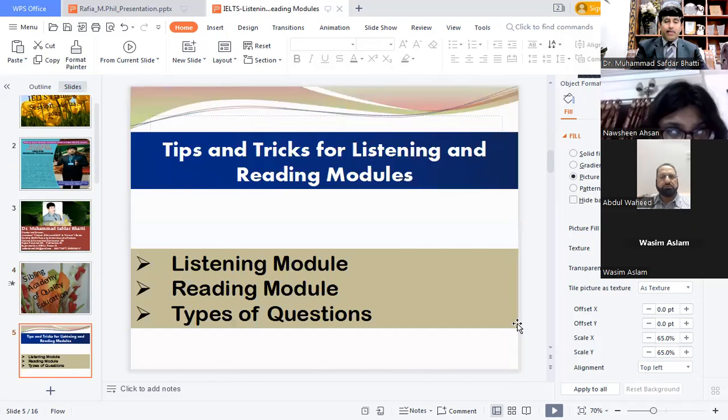And the topic of my today's session is tips and tricks for listening and reading modules. And under this umbrella, we will discuss what the listening module is, what the reading module is, and what the types of questions for them are.